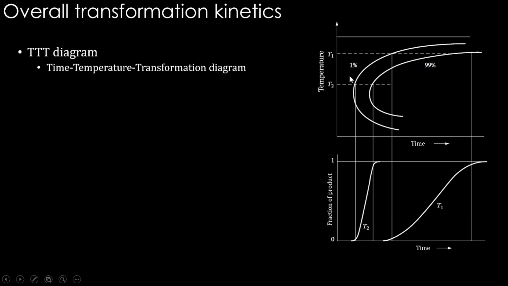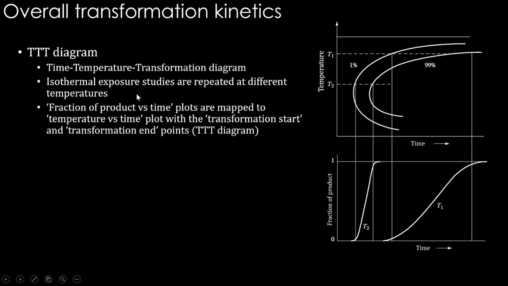So this is how overall transformation kinetics is understood based on the TTT diagram. Okay. So this is the procedure followed. Isothermal exposure studies are repeated at different temperatures. Fraction of product versus time plots are mapped to a temperature versus time plot with the transformation start and the transformation end points. This is what has happened here, and by this we get this TTT diagram.